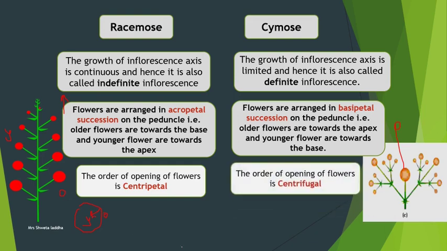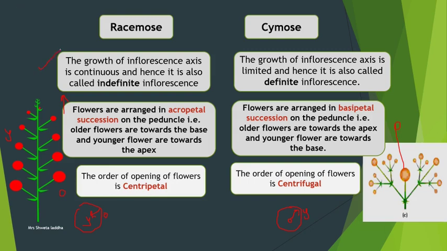Whereas in case of cymose, if you condense or compress this inflorescence, the older flowers are in the center and the younger flowers are towards the periphery. So the order of opening or blooming of flowers is from the center to the periphery. This is called centrifugal blooming. So I hope you understood the difference.